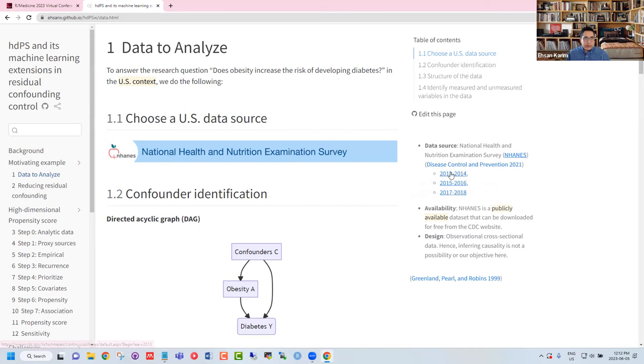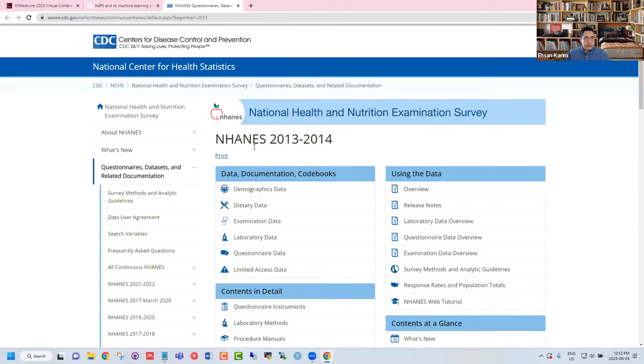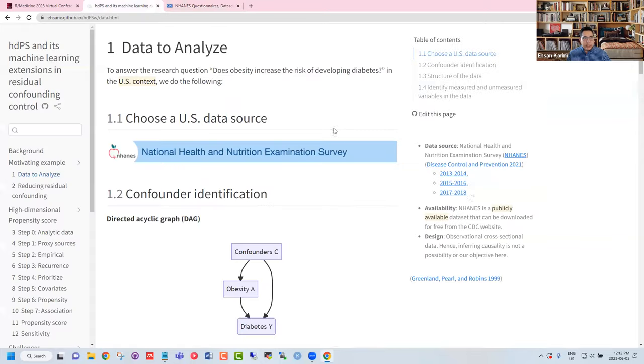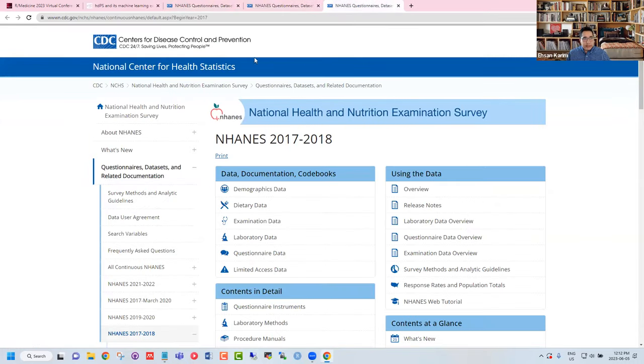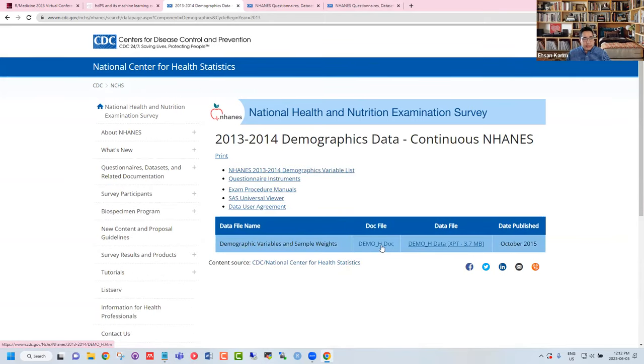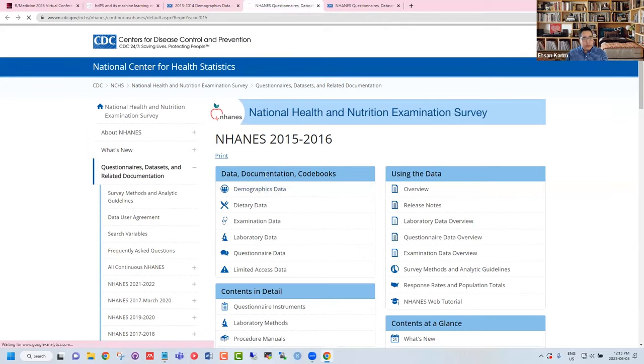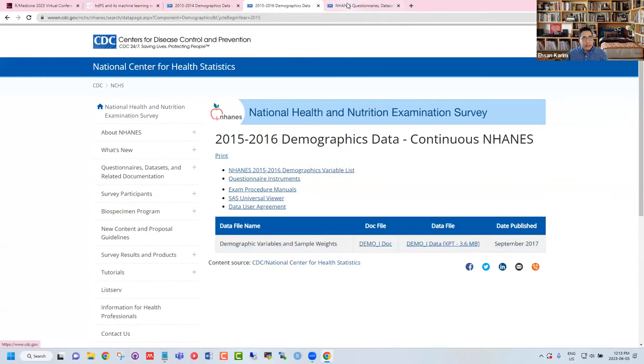If you go to the CDC website, you can see there is the data for 2013 and 14. Similarly, they also have the data from 2015, 16, as well as 2017, 18. And this is an open data source. Say, for example, for demographic data, you can look at the data dictionary just by looking at the demo_h .doc file, and this H is associated with the year. For 2015 and 16, when you go to the demographic data, you see demo I. And when you go to the 17, 18 data and go to the demographic, you see demo J. So these subscripts are associated with the years for which the data was collected.